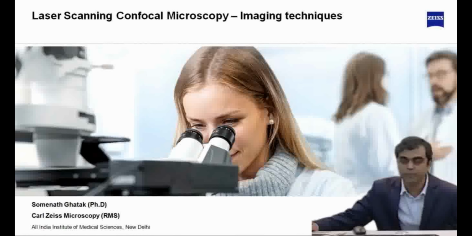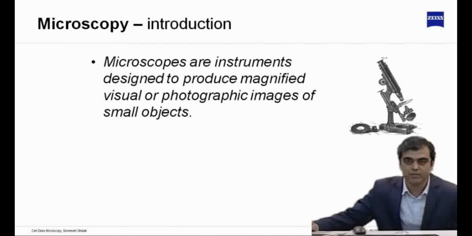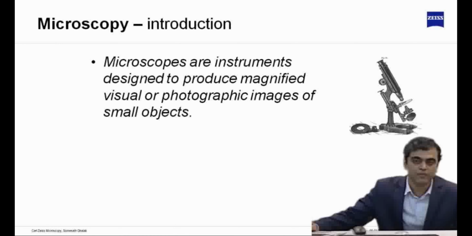Today I'll be covering the system's potential, which is the ZEISS LSM 980 microscope. But before I start on the system, everybody should know how a microscope works. So, a basic introduction to microscopy: as you can see, this is a very primitive model of a microscope. A microscope is basically designed to produce magnified images, which can later be documented and used for various studies.